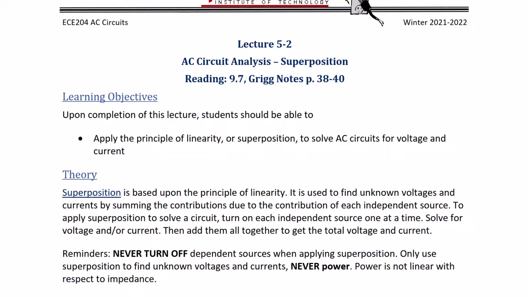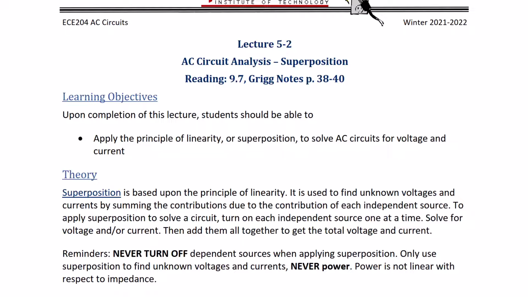To apply superposition to solve a circuit, turn on each independent source one at a time, solve for the voltage or current, and then add them all together to get the total voltage and current. When it's two different frequencies, you have to do it in the time domain and show that those values were found at different frequencies. Note that you should never turn off a dependent source when applying superposition.